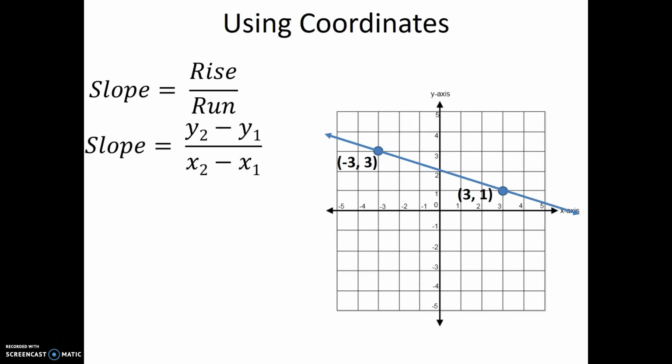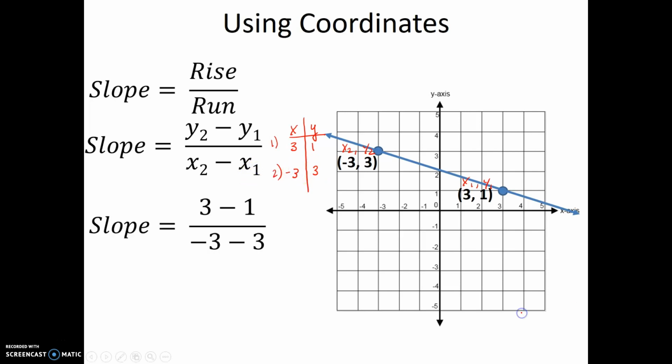Okay, there's my formula: y2 minus y1 over x2 minus x1. And I think what I'll do is label this down here my x1 and y1, and I'll label this x2, y2. If you like to see it nice and neat in a chart, we can do it like this. I'll fill in my x and y right here, and then I've got -3 and 3 right here. And there we go. Okay, and then we'll fill in the numbers in our formula.